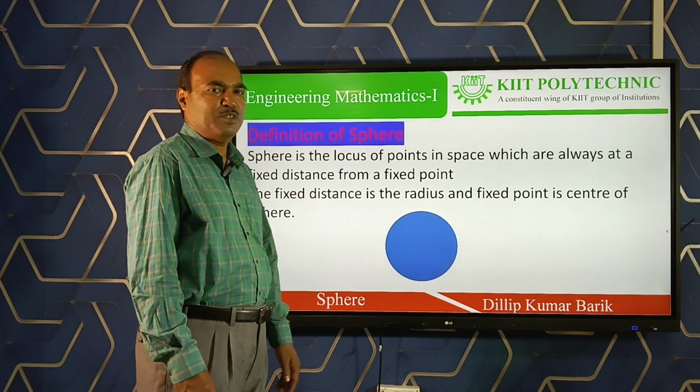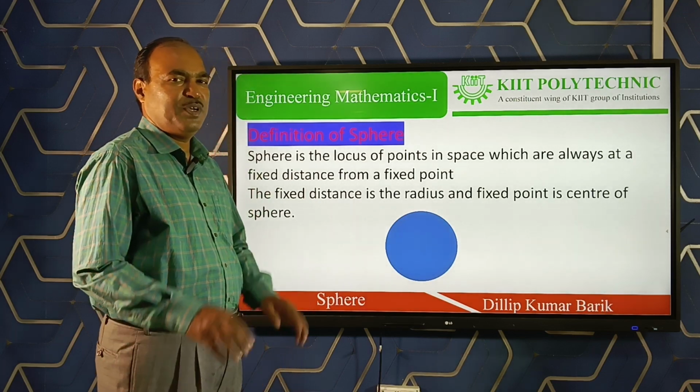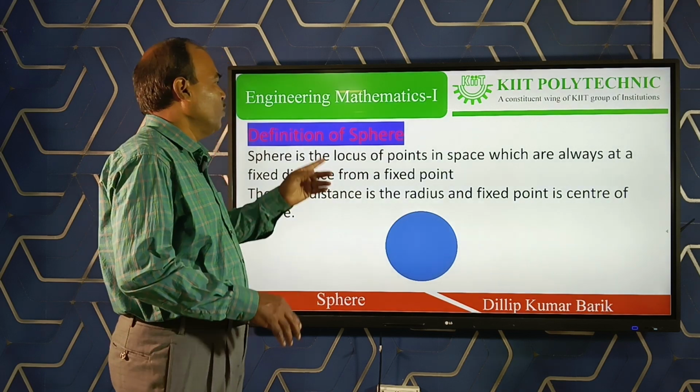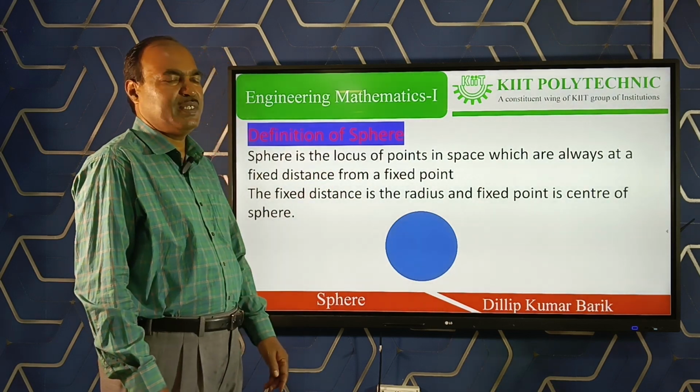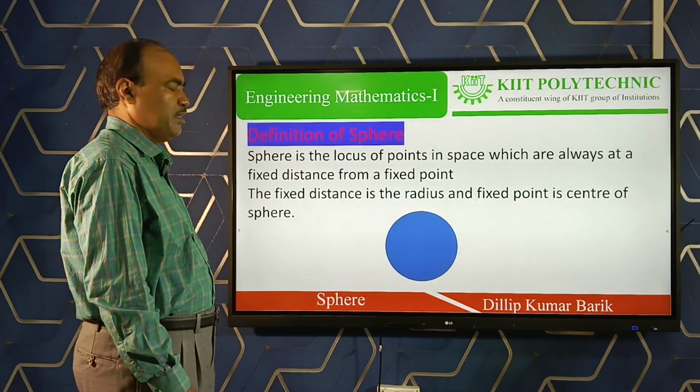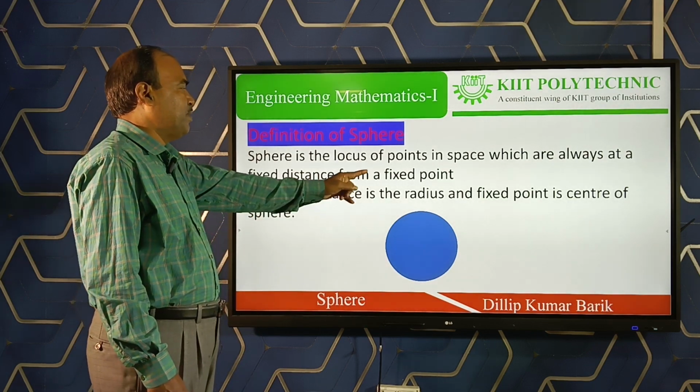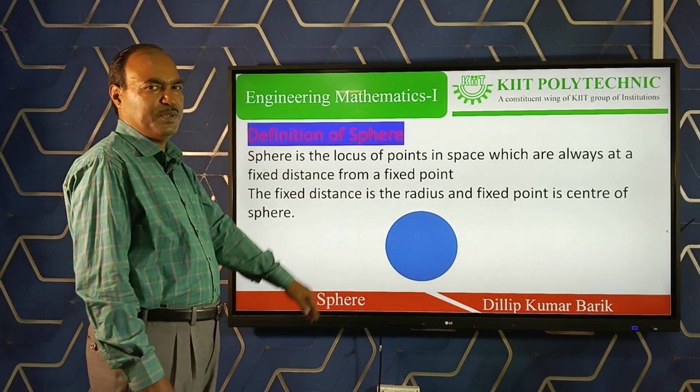So this is the definition of sphere. A sphere is a collection of points in space which are always at a fixed distance from a fixed point. The fixed distance is the radius and the fixed point is the center of the sphere.